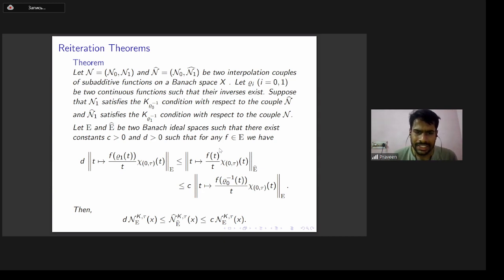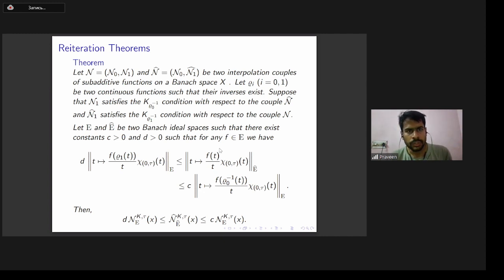So basically, if all such conditions are satisfied, then the interpolation function associated to the first interpolation couple with Banach function space E is equivalent to the interpolation function associated to the second interpolation couple with Banach function space E hat. That is, their effective domains are equal.